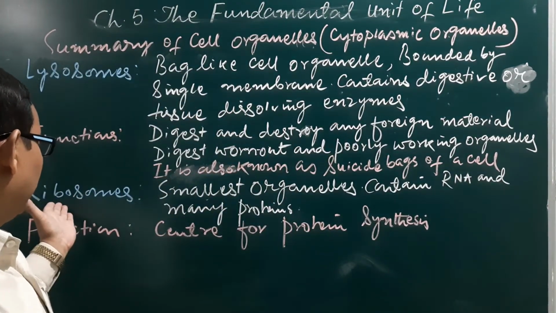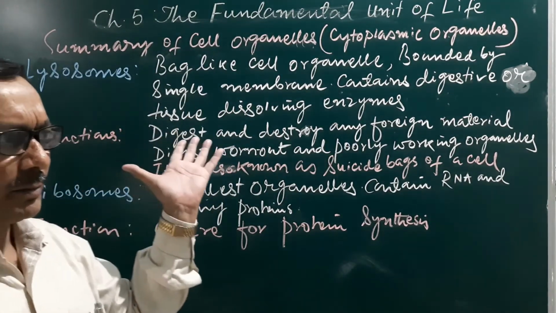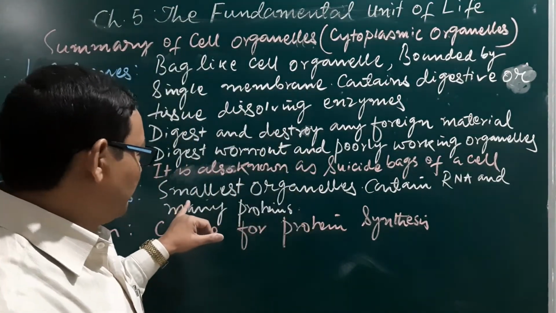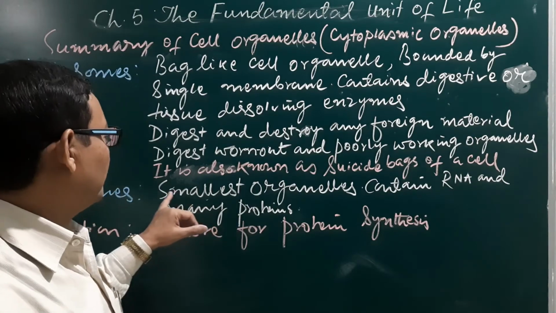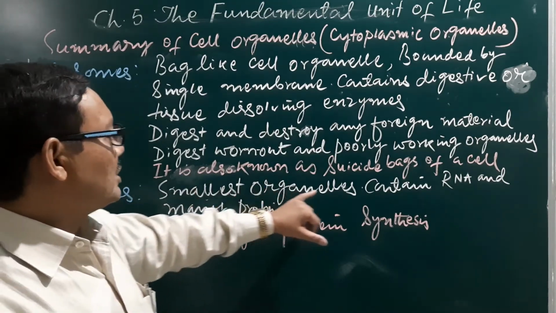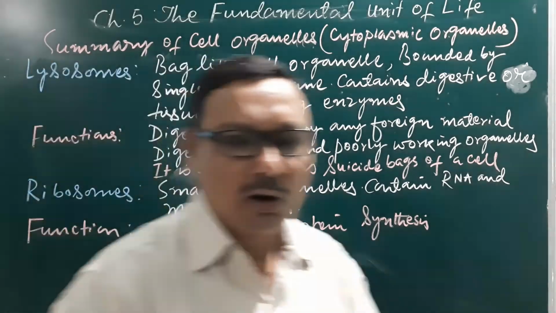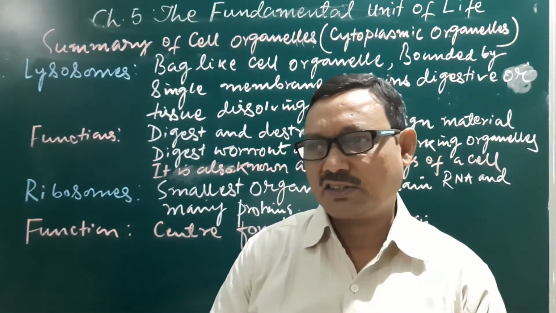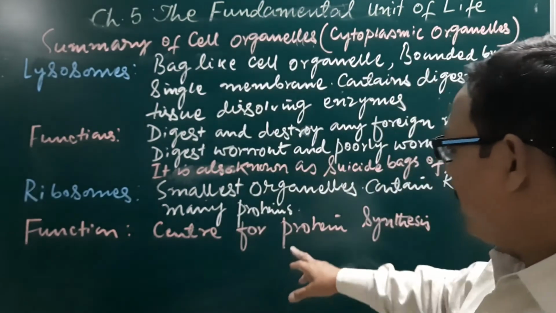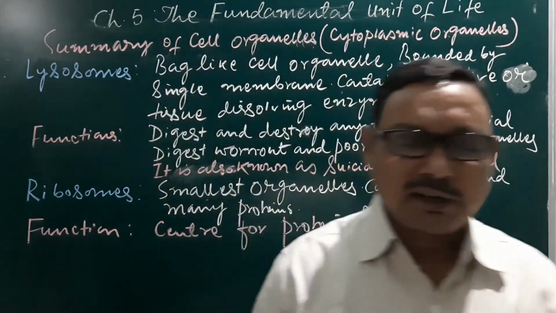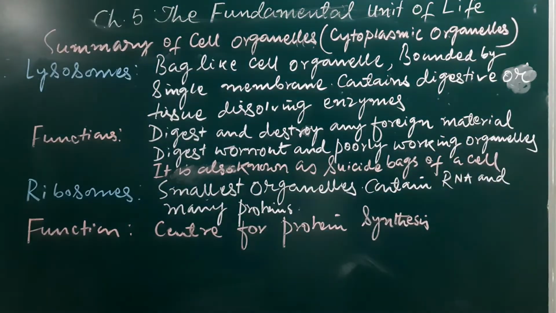Now look here at the ribosome. There is no bounding membrane. It is the smallest organelle, containing RNA and many proteins. It is the center for protein synthesis. Now look at some other cell organelles.